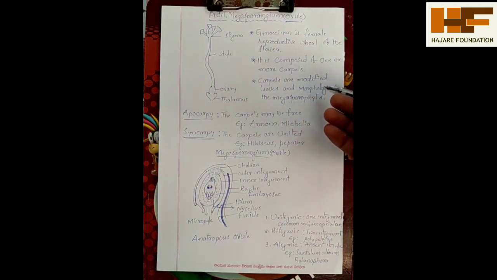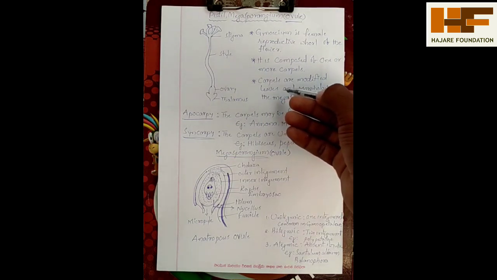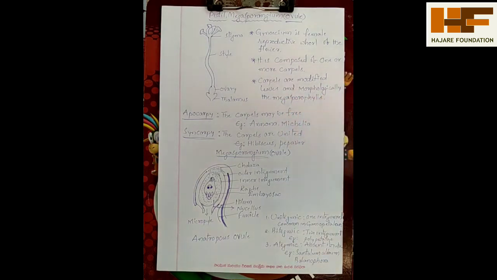Carpels are modified leaves, and morphologically we call them the megasporophylls. So the carpel is composed of mainly three parts.